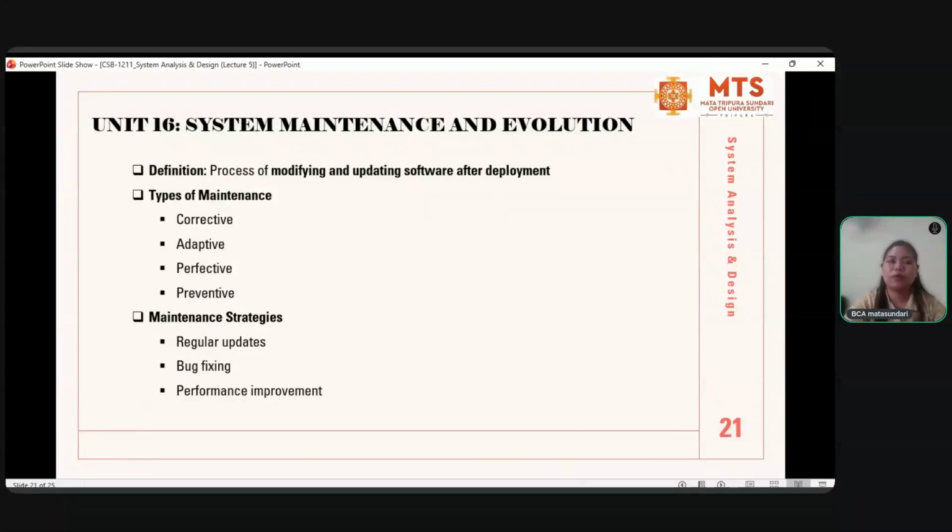Next, moving towards our Unit 16, system maintenance and evolution. Definition: the process of modifying and updating software after deployment. Types of maintenance: corrective, adaptive, perfective, and preventive. You always have to see this when you are maintaining the system. Maintenance strategy: regular updates, bug fixing, and performance improvement should be your maintenance strategy in daily routine.